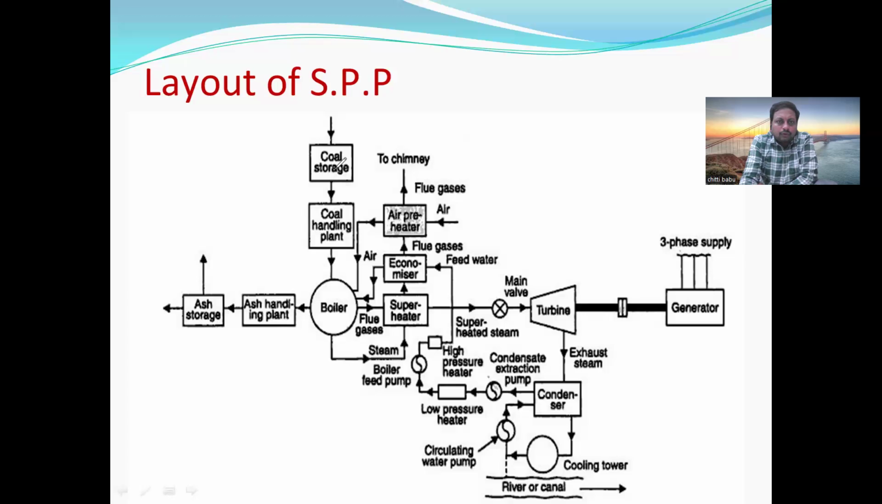Next is the preparation of the coal, coal storage, and coal handling. There are various stages in the coal handling system. We need to prepare the coal and size the coal. It will be transported by using belt conveyors, chain conveyors, and so on. There are various steps involved in coal handling.